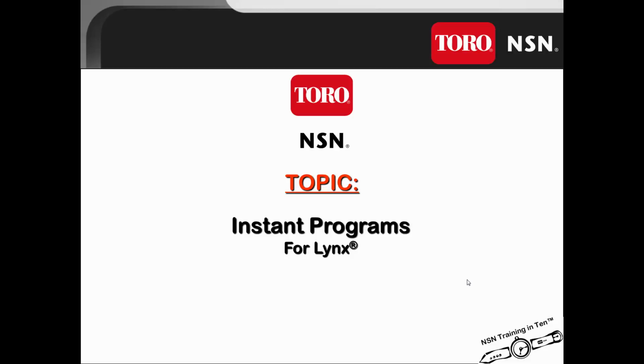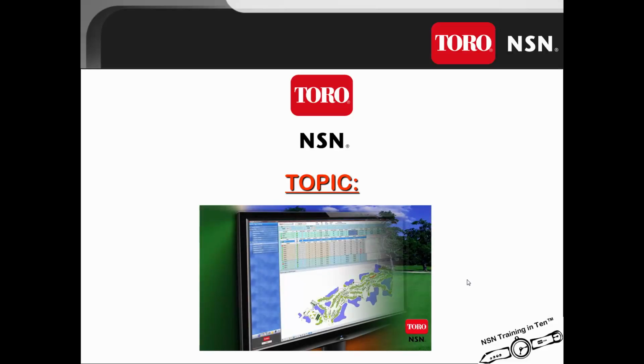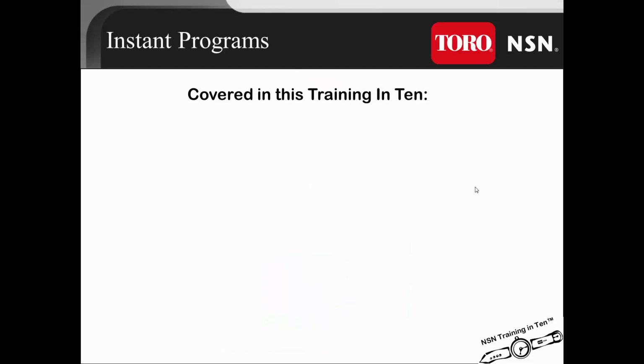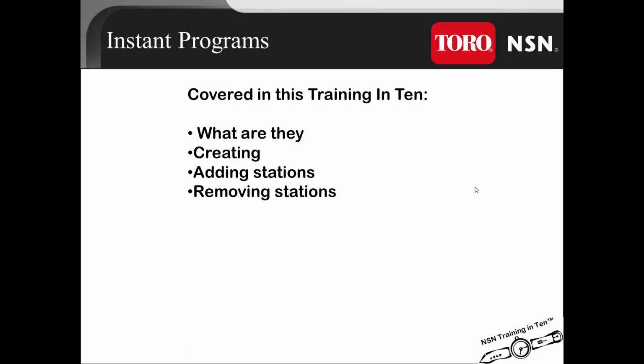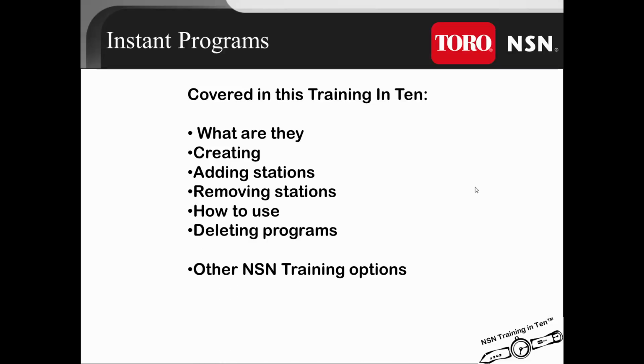While this presentation is demonstrated in Lynx version 4.1, the principles apply to all versions of Lynx. Covered in this Training in 10 is a definition of what instant programs are, how to create instant programs, adding stations to these programs once they have been built, the process of removing stations from these programs, an explanation of how to use these programs once they have been created, and deleting an instant program after it has been created, and other NSN training opportunities that are designed to help you become a better manager of your Toro Lynx system.